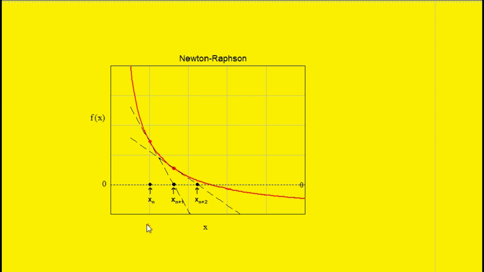In the Newton-Raphson method, at each stage we have a single value for x, x_n, at which we find the gradient of the function f of x. We extrapolate the gradient until it hits 0 and take this point as our new value of x, x_(n+1), for the next iteration. We repeat this until we're as close to f(x) equals 0 as desired.